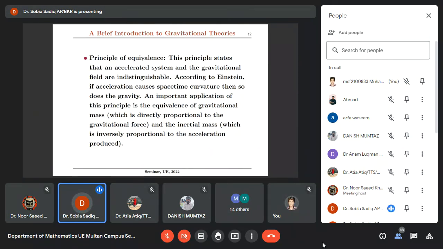Second one is the principle of equivalence. It states that gravitation and acceleration cause space-time curvature and they are the same. Einstein stated that acceleration and gravitational forces are indistinguishable. So if acceleration produces curvature, so does gravity.